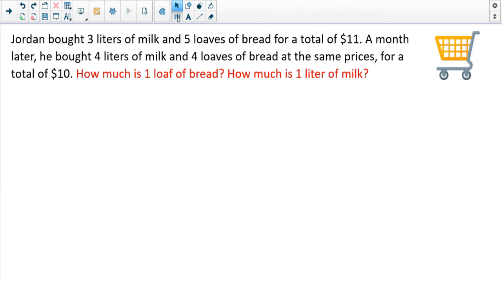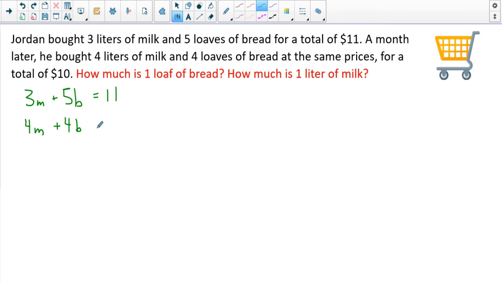So the first thing I want to do is write this word problem in mathematical language, because it's easier to deal with an equation than a word problem. So I can say 3 liters of milk, let's use M for milk, 3M, and 5 loaves of bread, let's use B for bread. Or you can use X and Y, it's really the same thing. This is going to equal $11. And then later he bought 4 liters of milk and 4 loaves of bread at the same prices. This was $10. So here's our two equations, our system of equations.